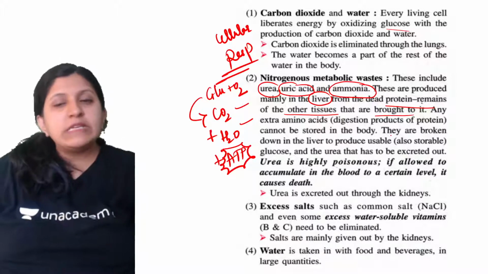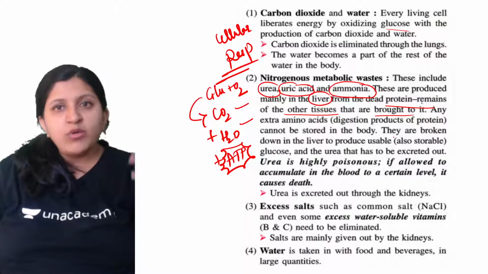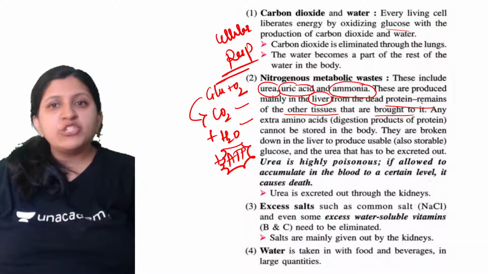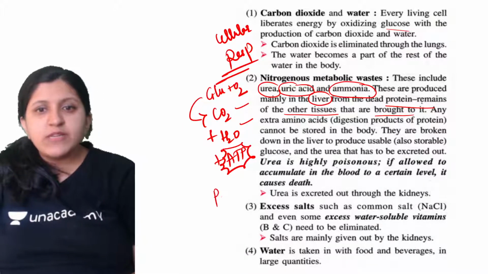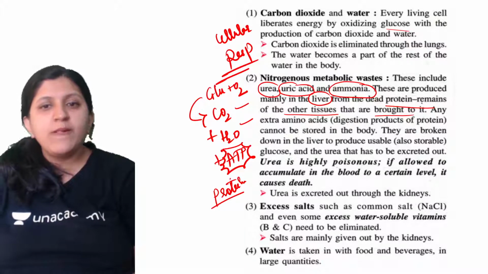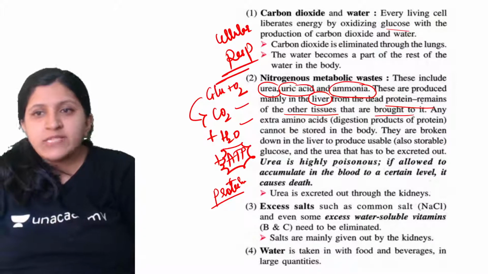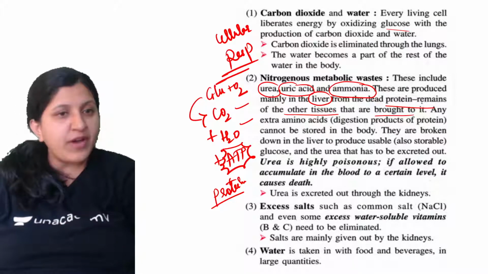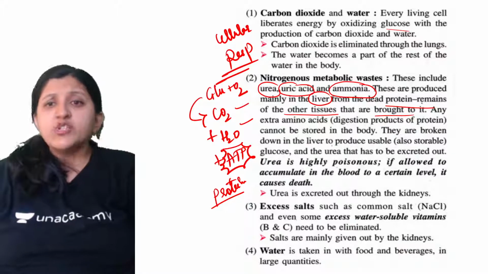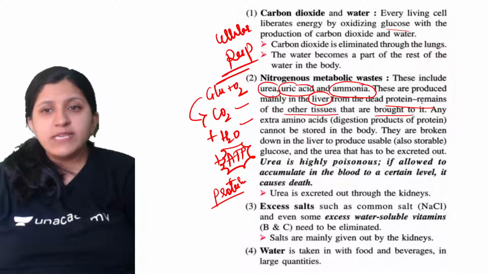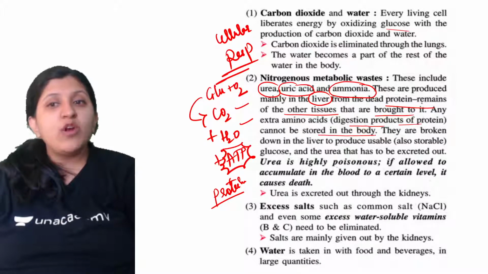When we mention urea, uric acid or ammonia formation, this is with respect to protein. When you consume an excess amount of protein, or the dead protein remains of other tissues, this can also cause it. Any extra amino acid, as I was explaining with respect to digestion products of protein, is again not stored.